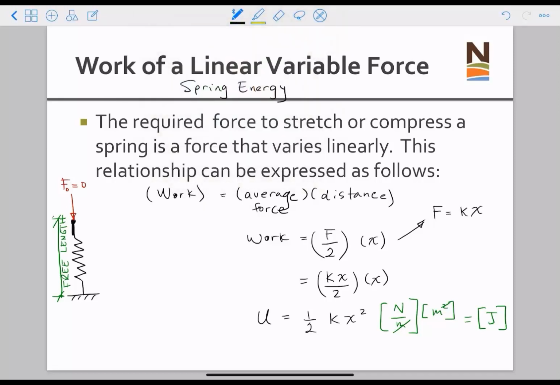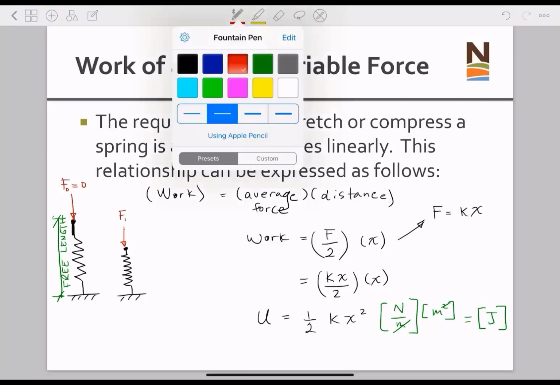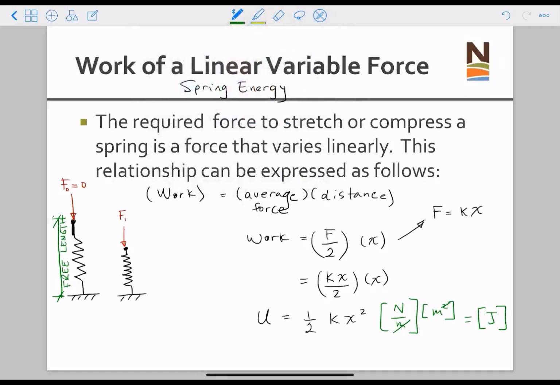So now we'll look at it in its second state. We've now applied an actual force, so this spring is now going to be compressed due to a force being applied. So F1 has some value.